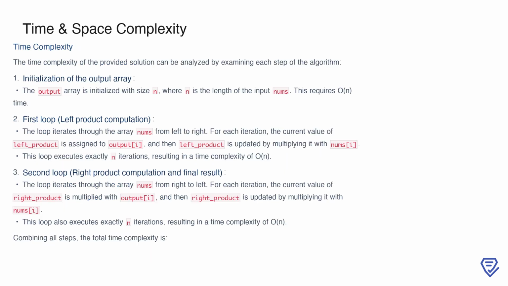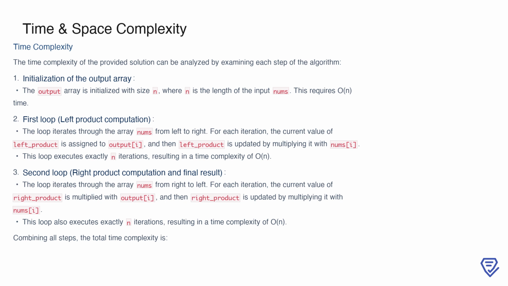The time complexity of this solution can be understood by analyzing its main steps. First, initializing the output array requires iterating through the input array to create a new array of the same size. This operation takes n time. Next, we have the first loop, where we compute the left product for each element. Here, we iterate from left to right, updating the output array and the left product variable in each step. Since this loop processes each element exactly once, it also has a time complexity of n.